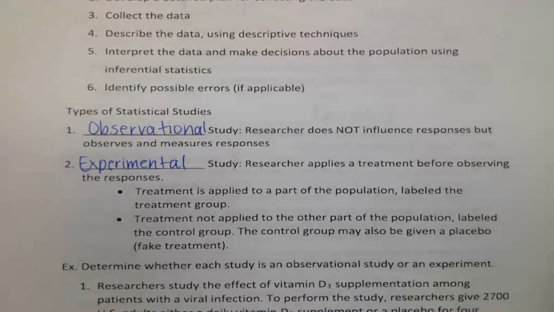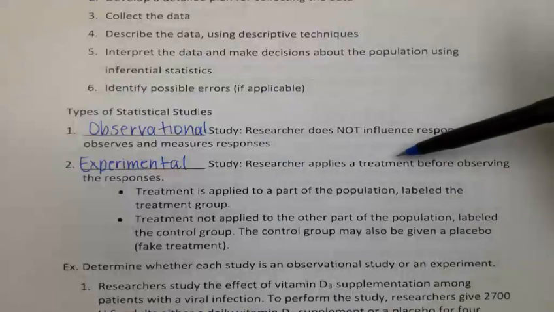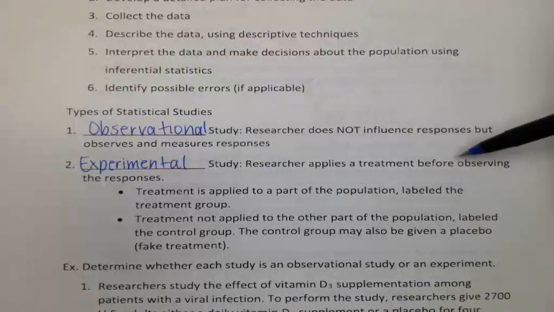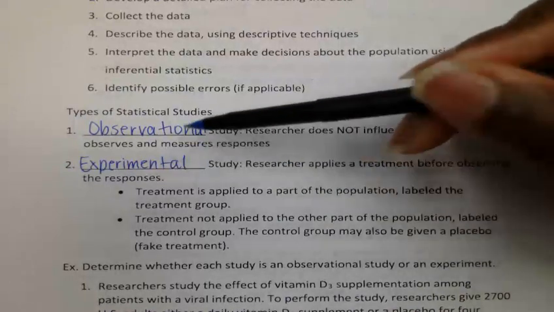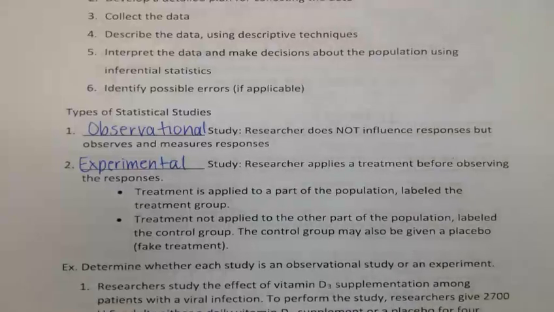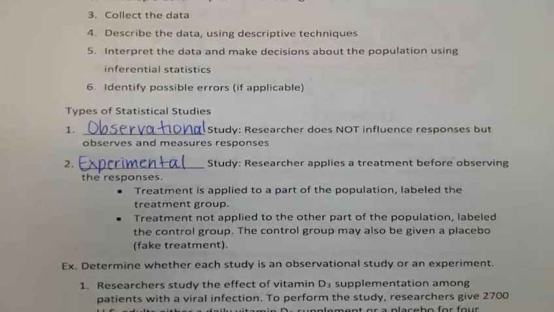Next is the experimental study. With this one, the researcher applies a treatment. So something is introduced before observing the responses. They want to know cause and effect, or cause and reaction, what happens.